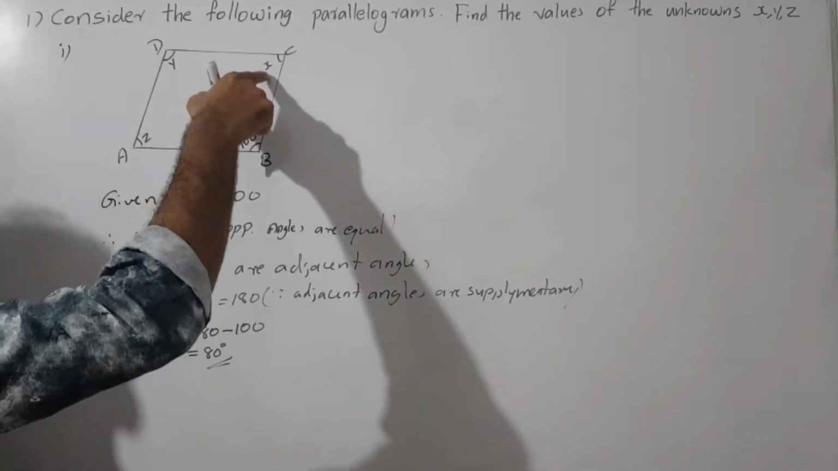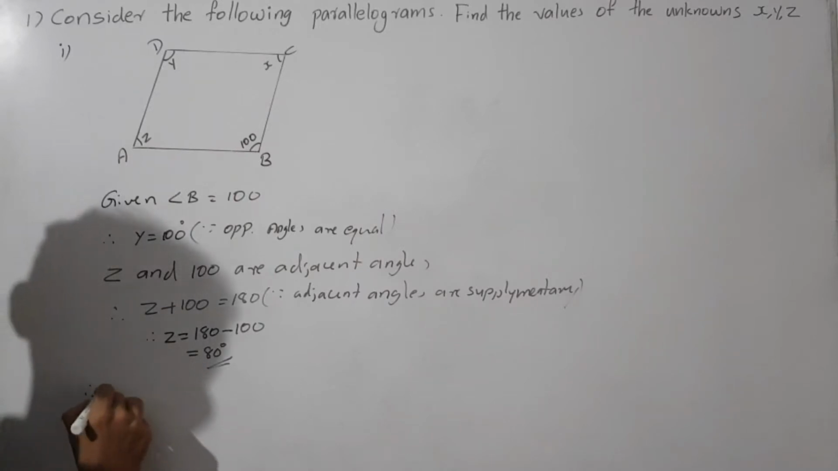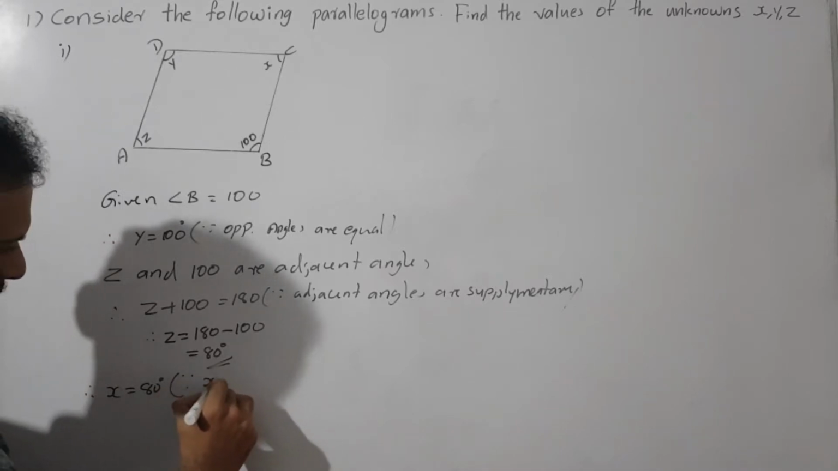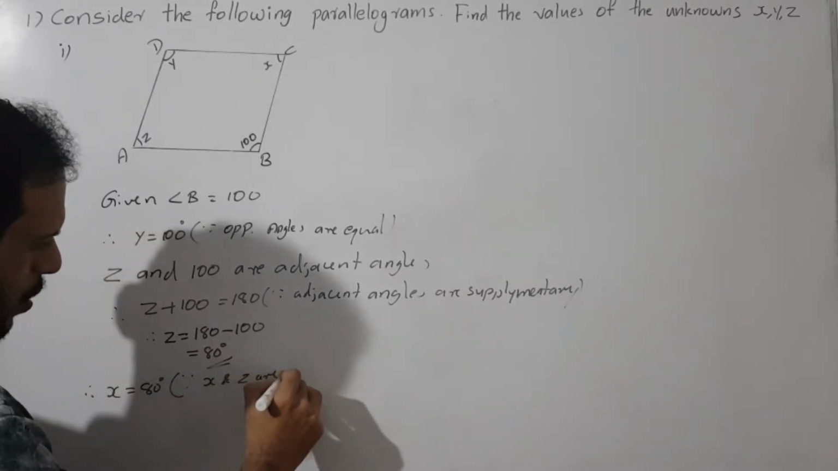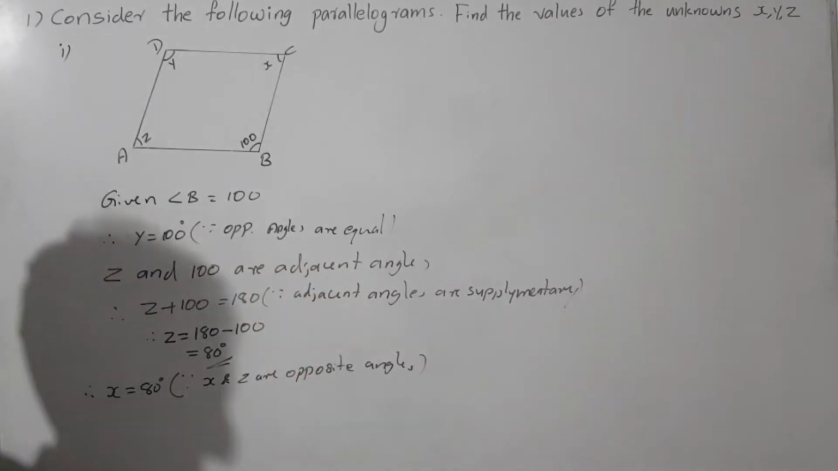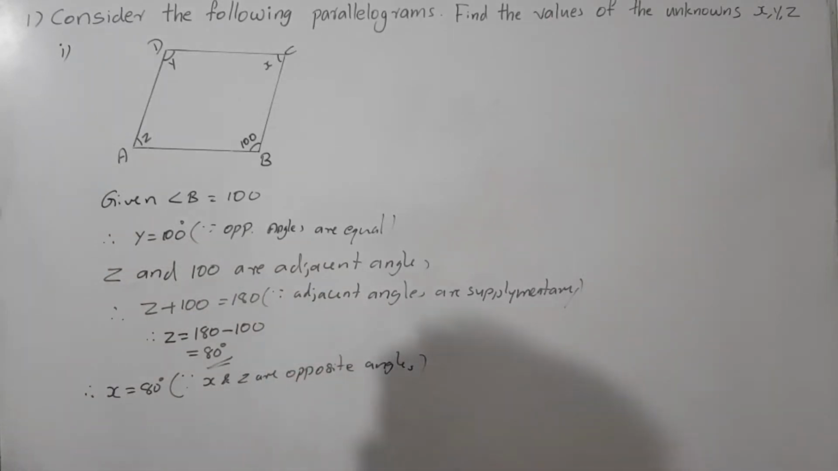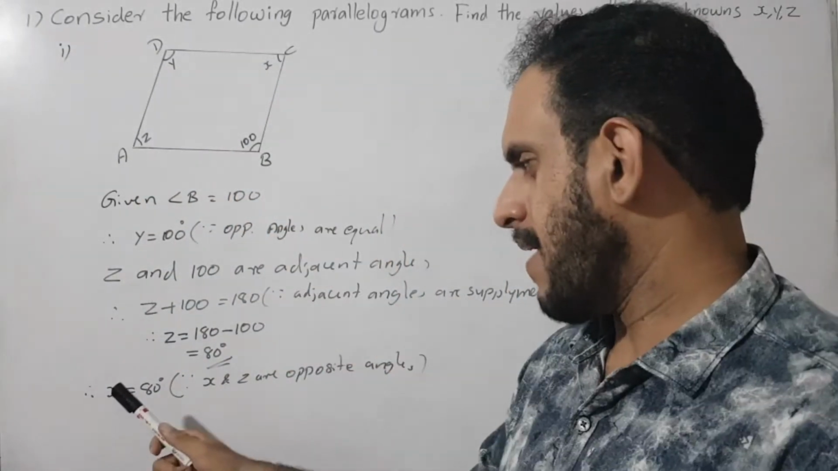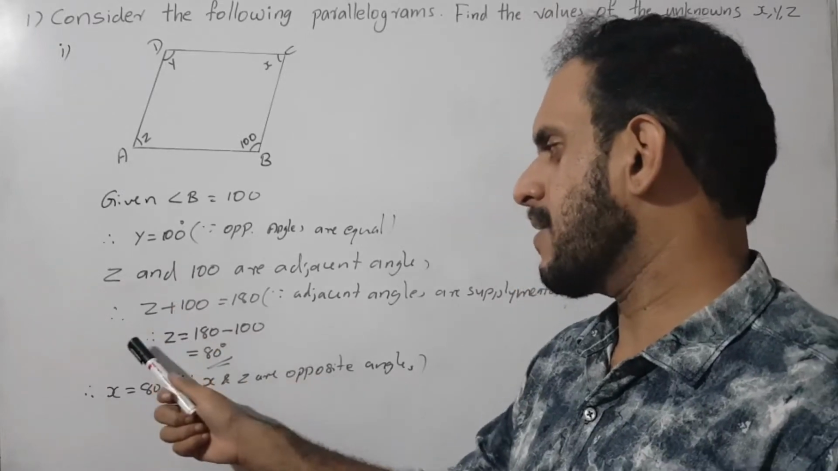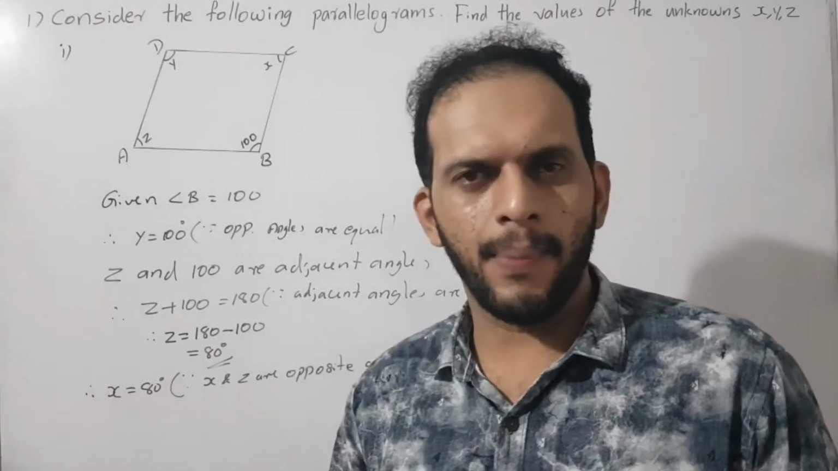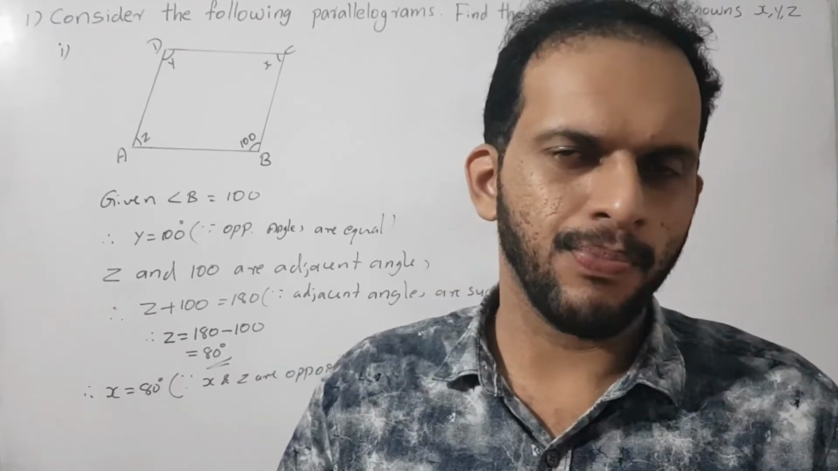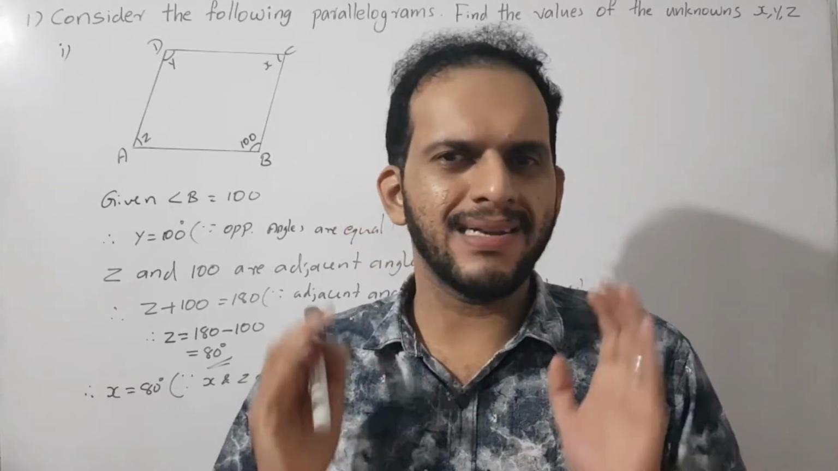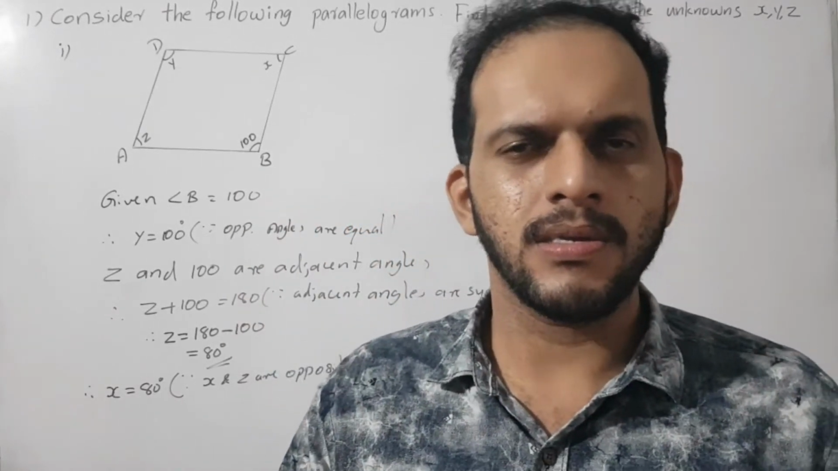Then it is very easy to write the value of x. Therefore, x is equal to 80. Why? Since x and z are opposite angles. Now we got the values of x, y and z: x is 80, y is 100 and z is equal to 80. So here we applied two ideas. What are they? The opposite angles of a parallelogram are equal and adjacent angles of a parallelogram are supplementary.